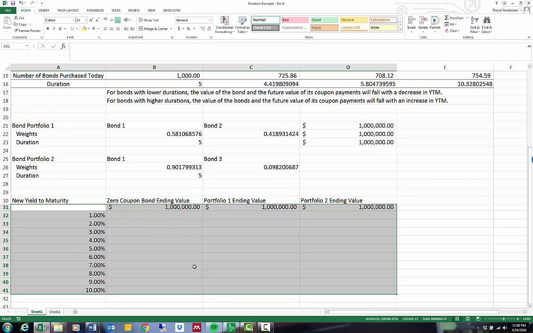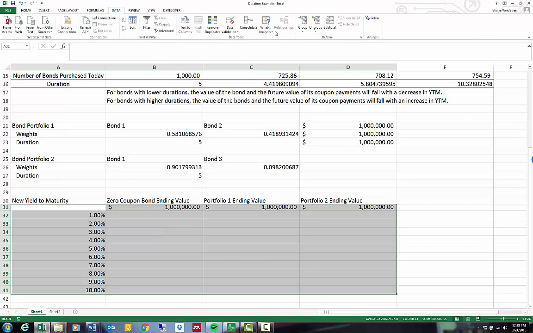And then what it's going to produce for me is the ending value of that portfolio with that new yield to maturity. Okay. So I'm going to go to Data, and then What If Analysis, and then Data Table. It gives me two options here, the row input cell or the column input cell. Now I can actually change two variables at a time using a data table, so I could change, for example, the time to maturity and the yield to maturity if I wanted to. I don't want to do that. I just want to change the yield to maturity.